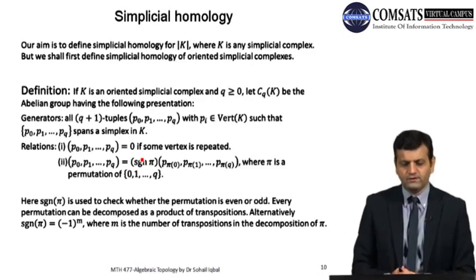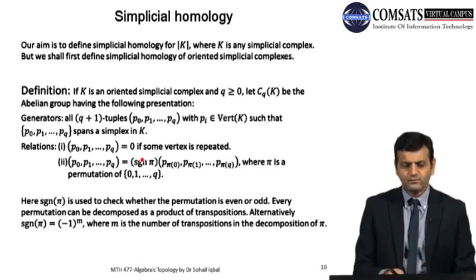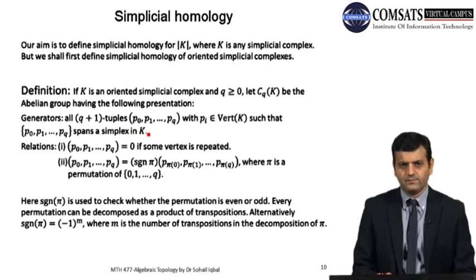Remember, we have already seen what a finite presentation of a group is. So we are going to define an abelian group, and it has the following generators. The generators are all (q+1)-tuples (p0, p1, up to pq) with each pi belonging to the vertices of K, such that this set spans a simplex in K. And what are the relations? The first relation is that the generator is equal to 0 if some vertex is repeated. Secondly, (p0, p1, up to pq) is equal to the signature of pi multiplied by (p_pi(0), p_pi(1), up to p_pi(q)).